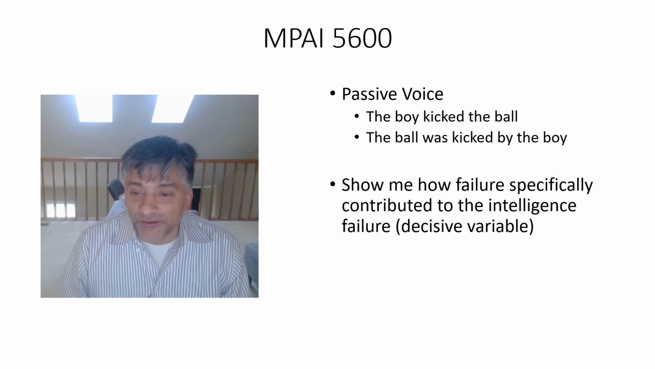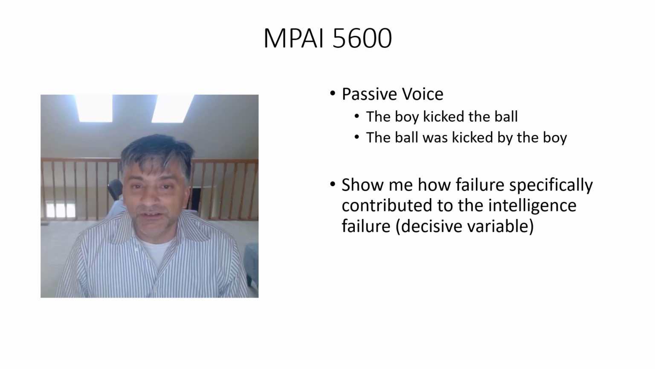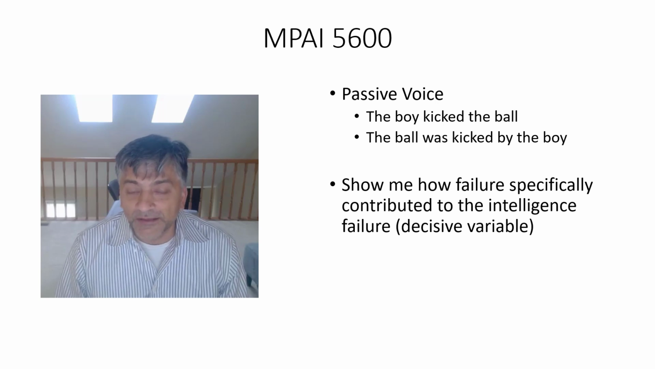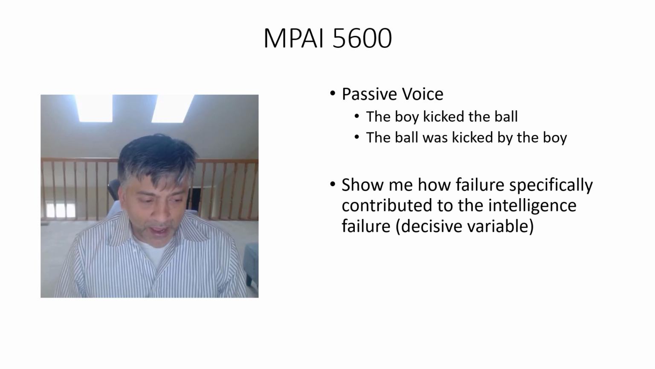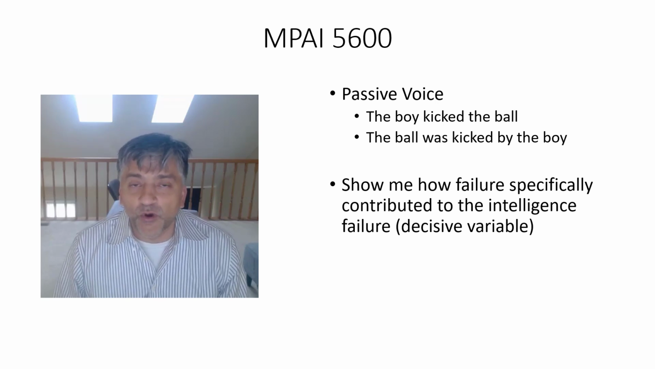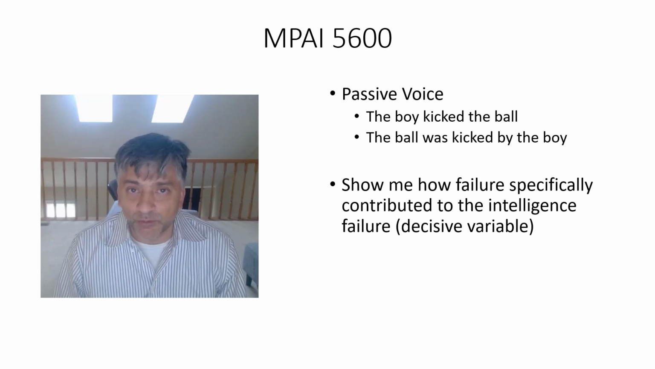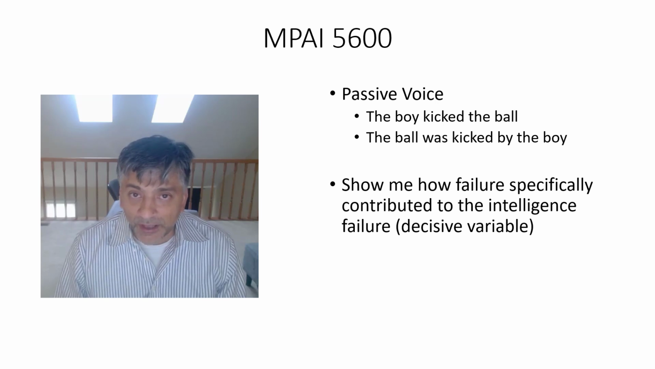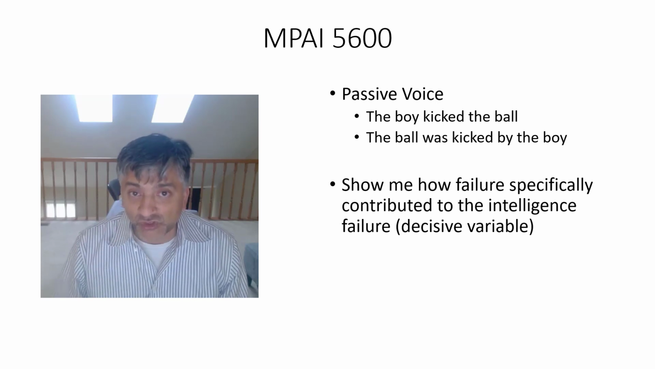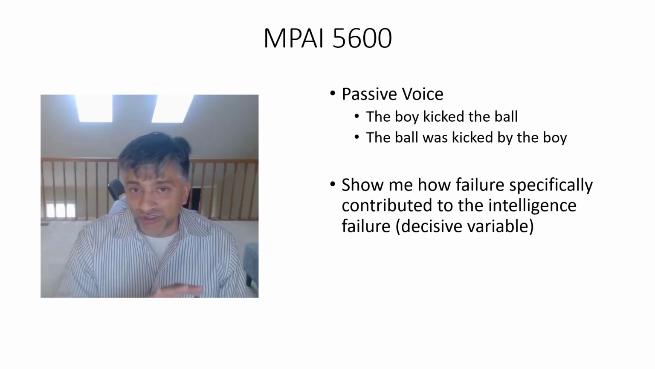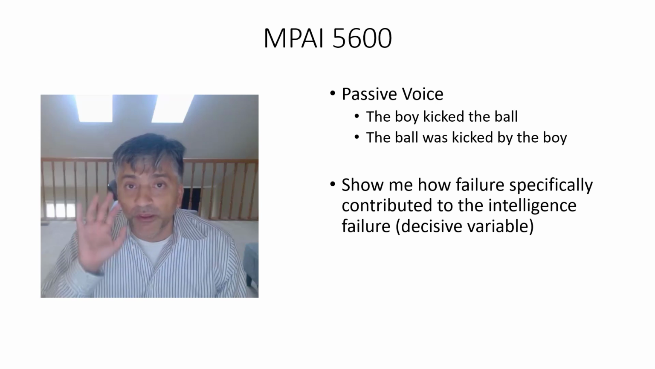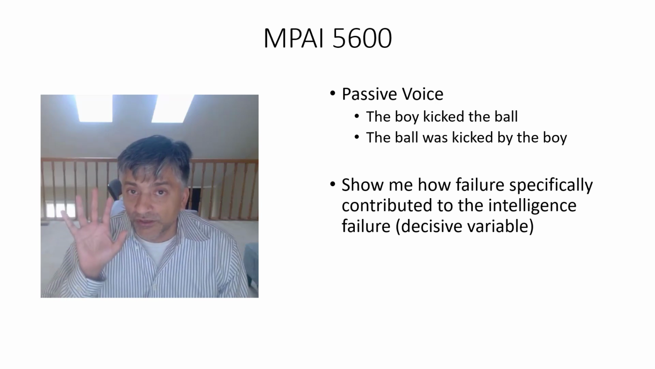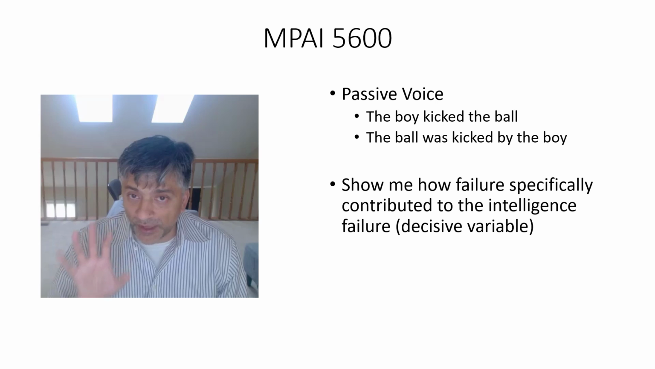Show me how the failure specifically contributed to the intelligence failure. Get into the details. The decisive variable. If you're going to do Pearl Harbor, the inability to share information from Washington to the commanders was the reason the Pearl Harbor intelligence failure happened, and then lay out the evidence on that thesis. Don't just give me "Pearl Harbor happened because of X, Y, Z, A, B, C, blah, blah, blah." No. Make a decisive thesis and then back it up with evidence.